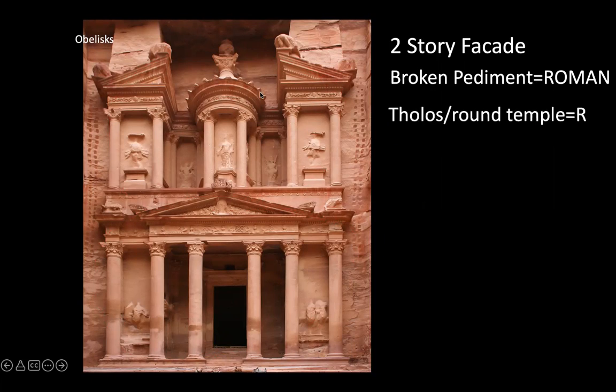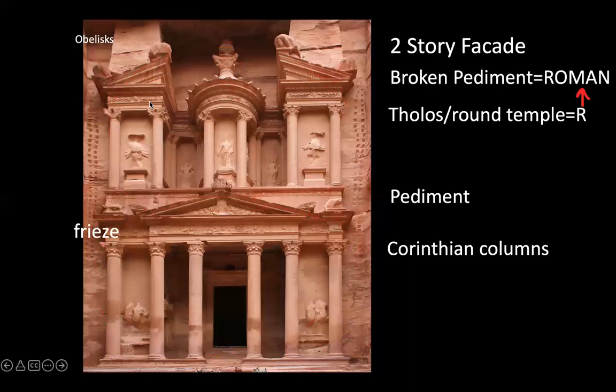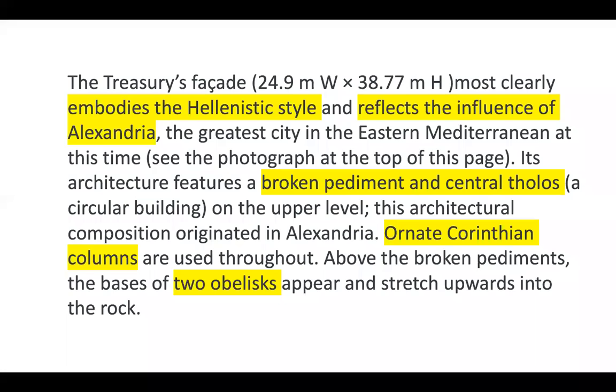Then we have a tholos, which is kind of like a round temple. That is also a Roman trait. Again, here we have a whole pediment, so this is Greek. Corinthian columns, right? They kind of flare out. You have a frieze. This whole strip here would be called a frieze, and this strip here and over here would also be called a frieze. And then you have steps that lead up into this temple.